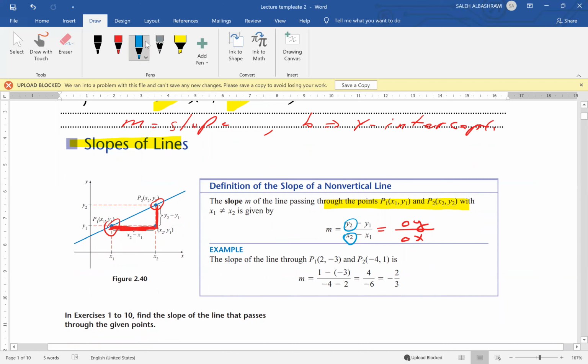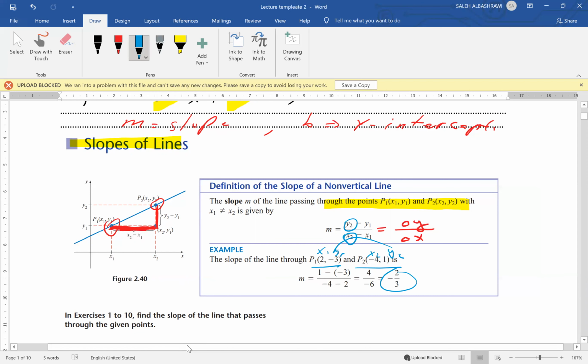For example, if we have these 2 points, p1 equal to (2, 3) and p2 equal to (-4, 1), then the slope of the line passing through these 2 points is given by: this is x1, y1, x2, y2. It is y2 minus y1, 1 minus 3, over x2 minus x1, minus 4 minus 2, so I will have minus 2 over 3. So the slope of the line is minus 2 over 3.